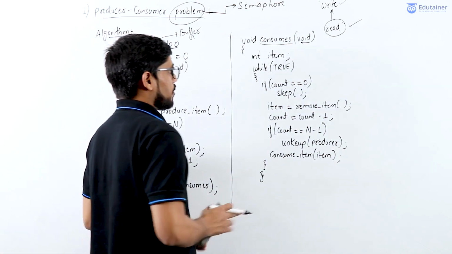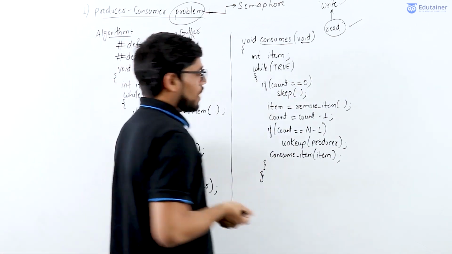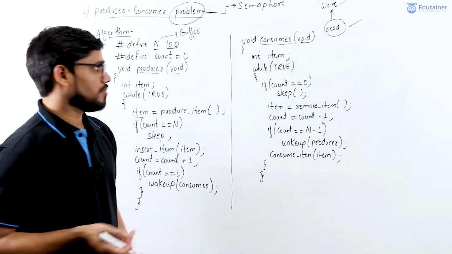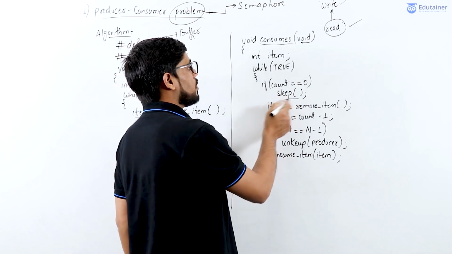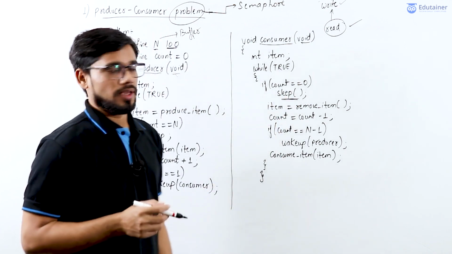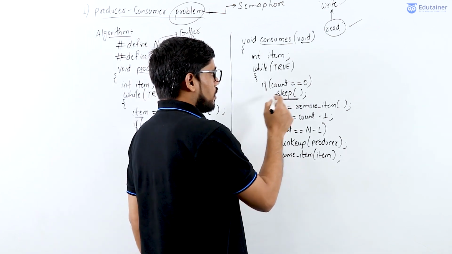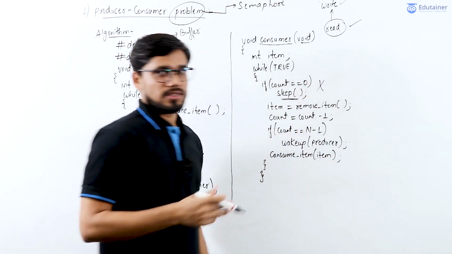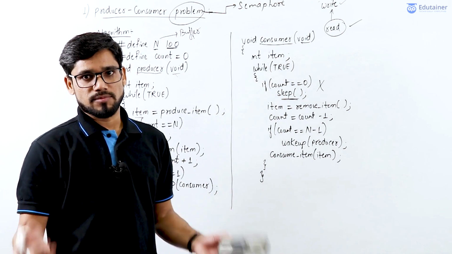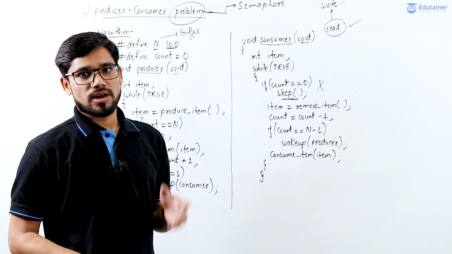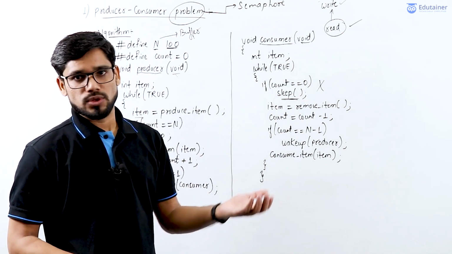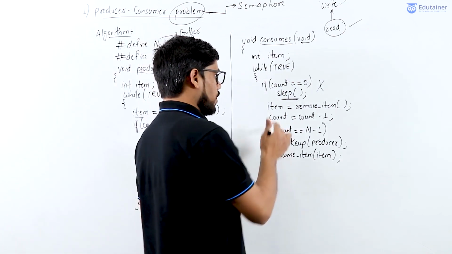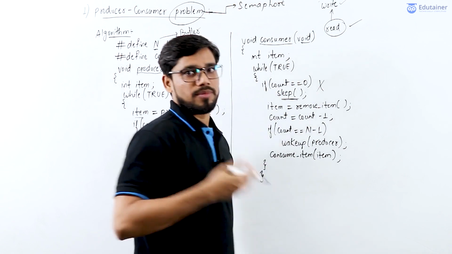The condition is if count equal to 0. So at the starting point, whenever the producer has not produced any item, the consumer will go to sleep. And if this condition fails, that means there are some items present in the buffer. So the consumer will now go to these memory locations and access the items one by one. So it will remove an item from the buffer.